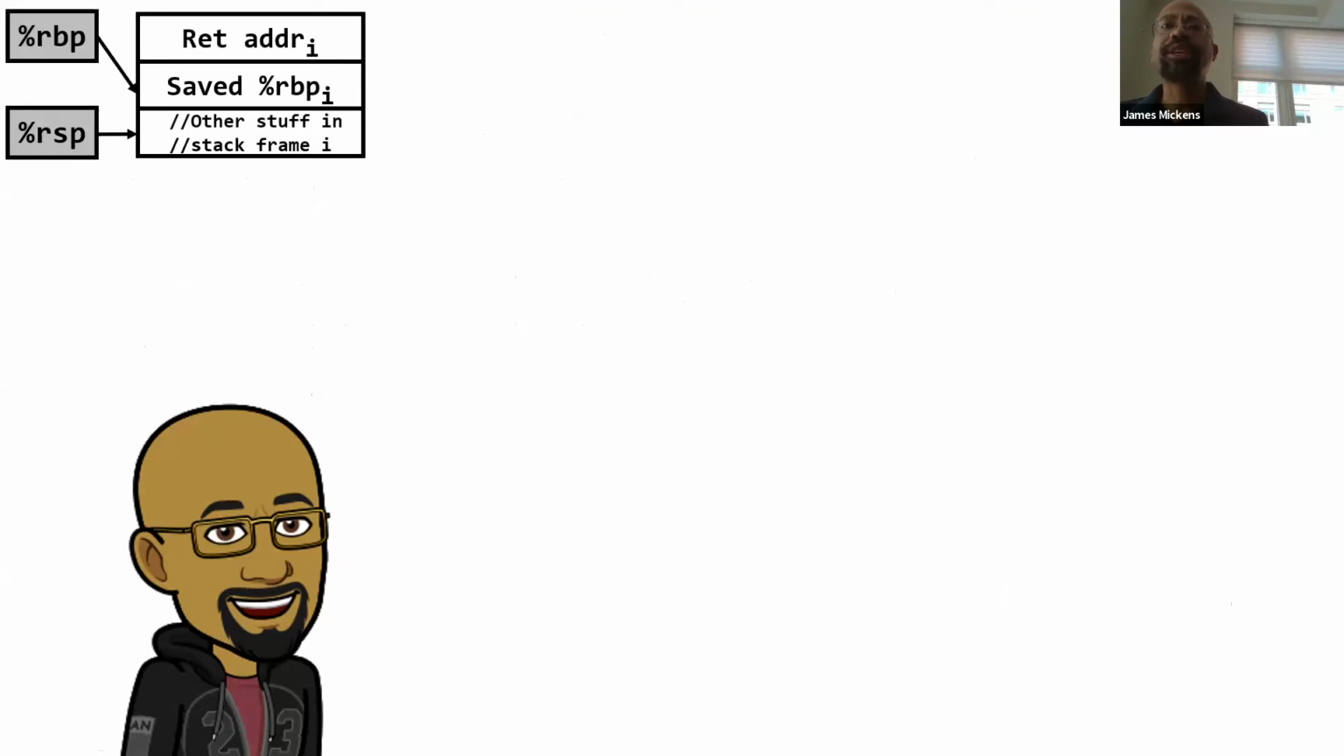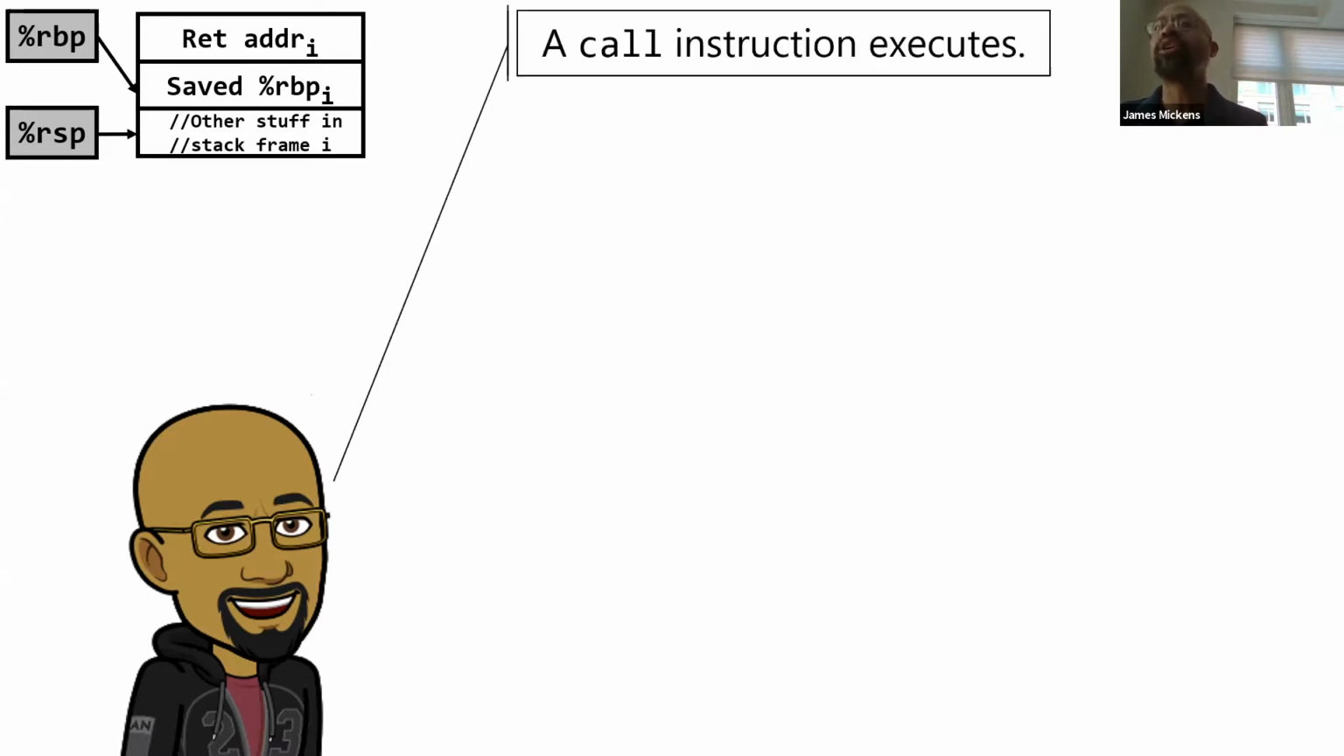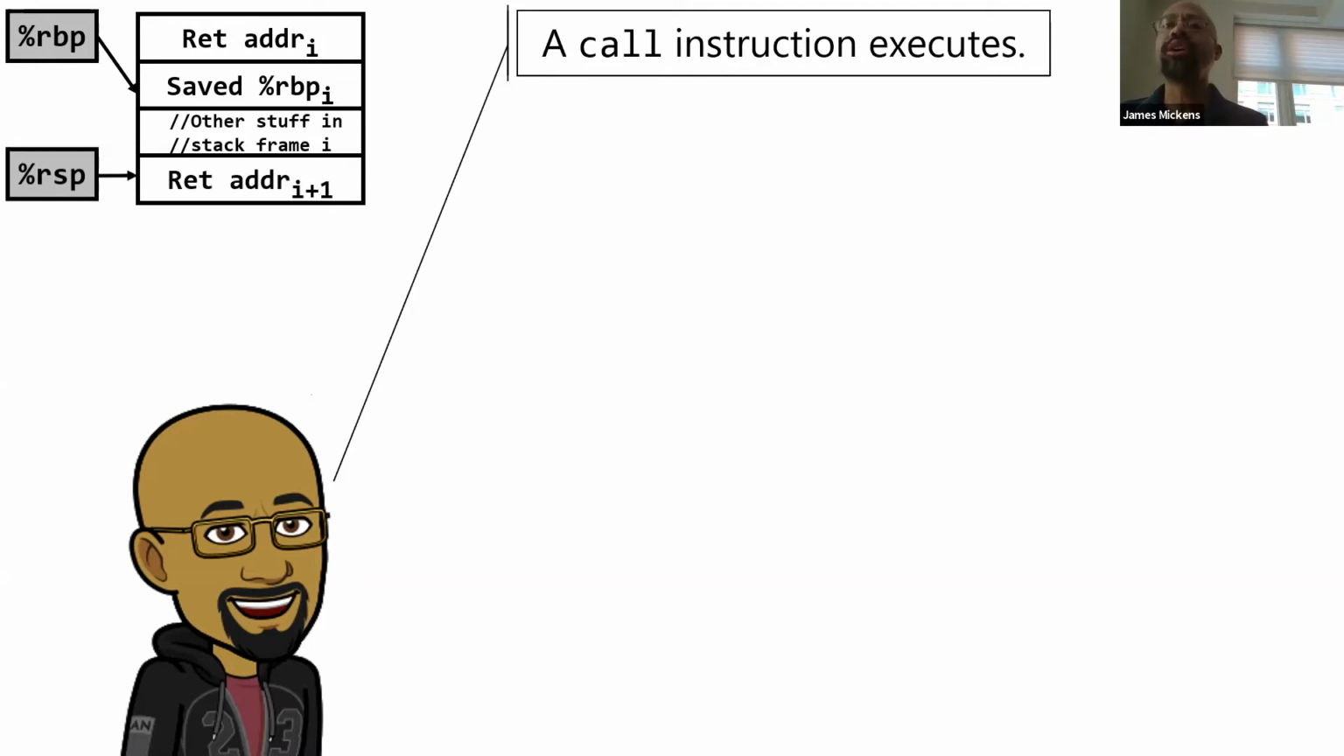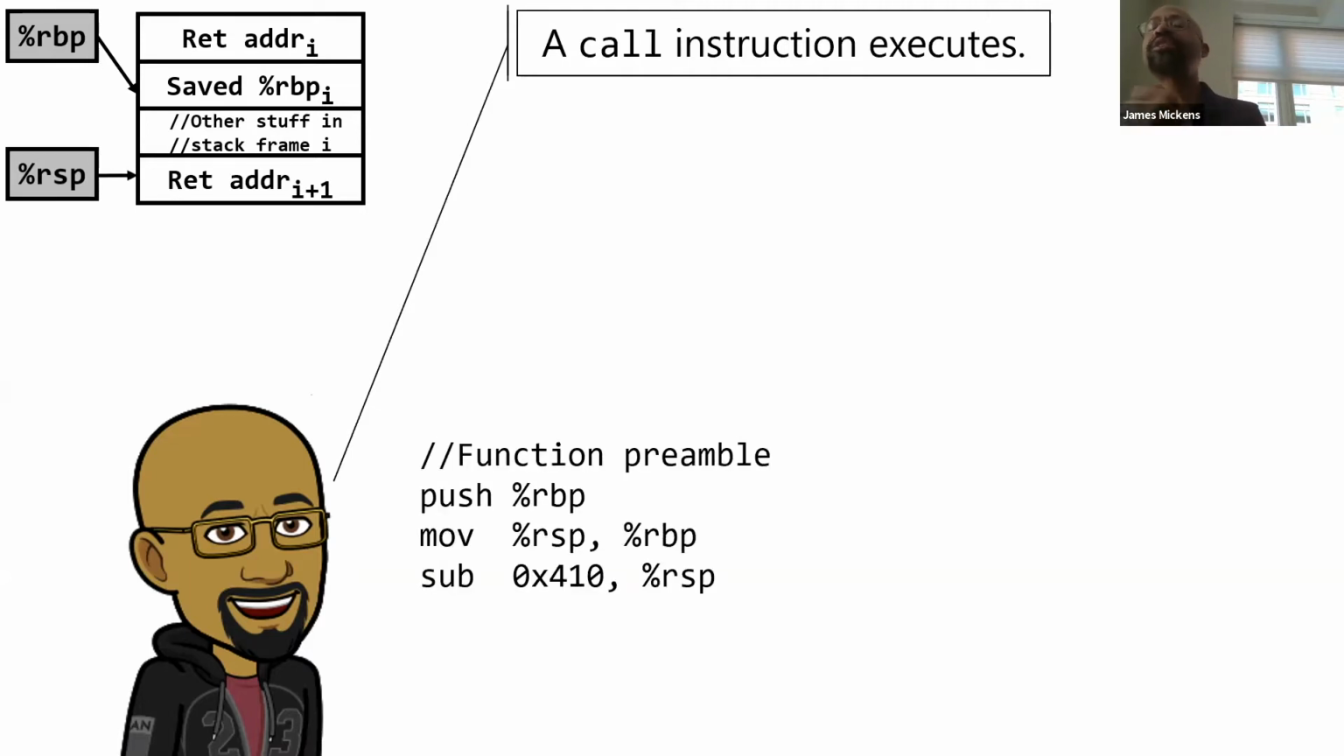So here we're going to see the initial setup for the stack. We've got some information here for the caller function, its own saved base pointer. It's got a bunch of other stuff in its stack frame. RSP, the stack pointer, points to the current top of the stack. So then imagine that a call instruction executes. What that's going to do is push a return address onto the stack, and then it's going to change RIP, the instruction pointer. And so now we're inside code that belongs to the function that was just invoked.